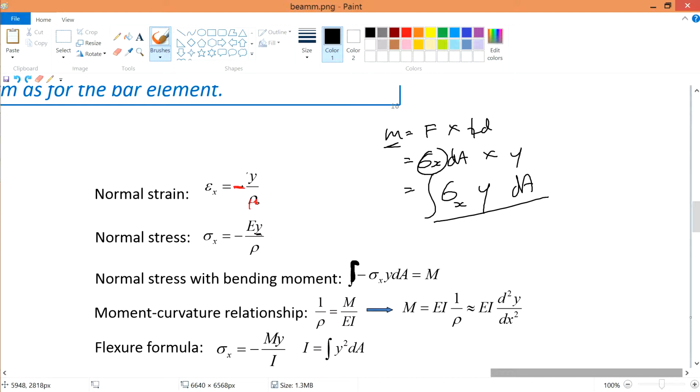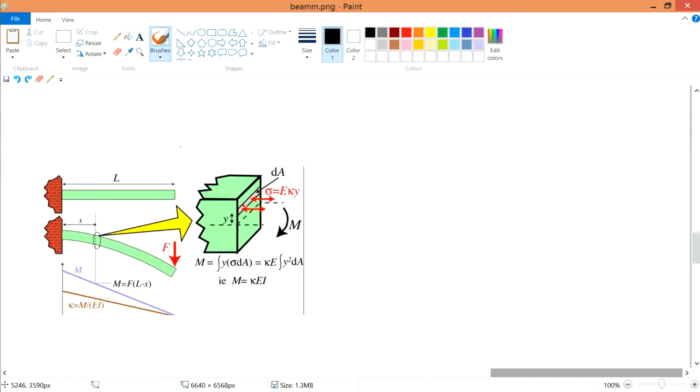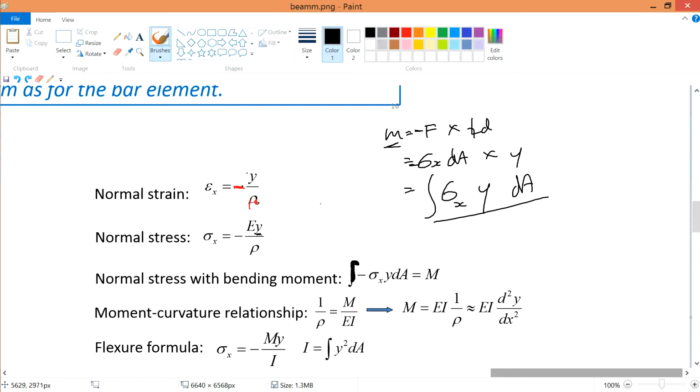Alright, you know that your force is minus F. I should have said it is minus F. So your stress is also minus. Why is it minus F? It is because you have a beam that has a force acting downwards, going to the negative side. This is something you need to understand.